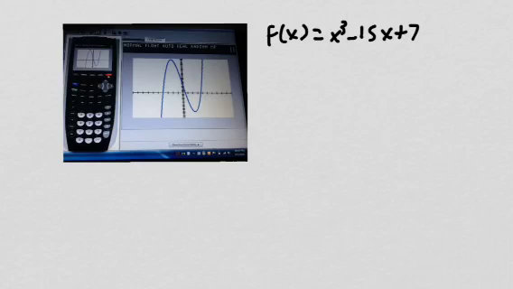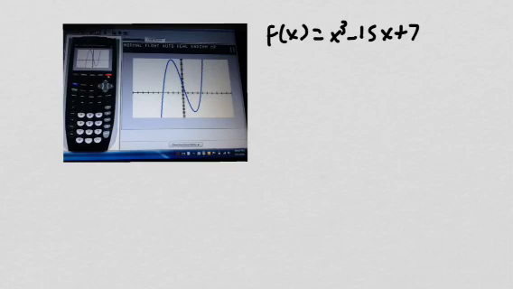And here I have it graphed. So it's asking for what intervals is f of x increasing and decreasing. So we notice that it's increasing all the way until it hits this maximum, and then it's decreasing all the way until it hits this minimum, and then it's increasing from that point on.